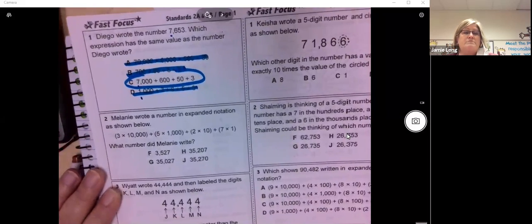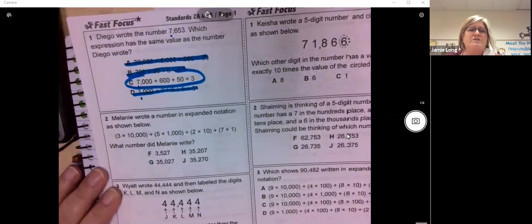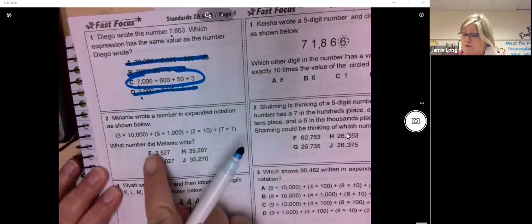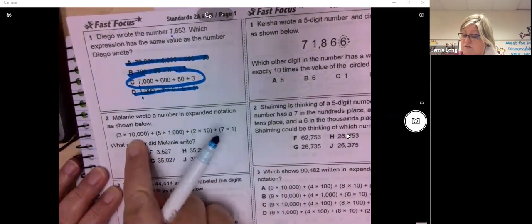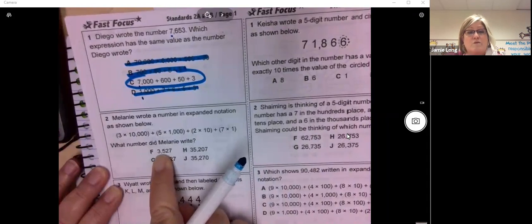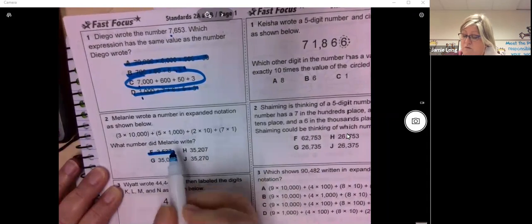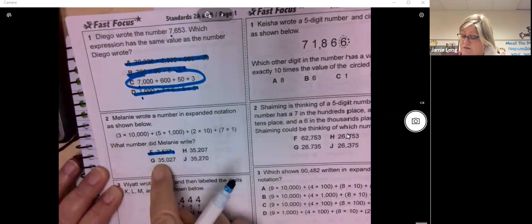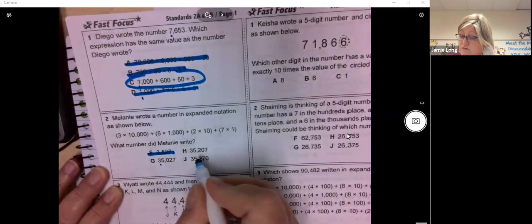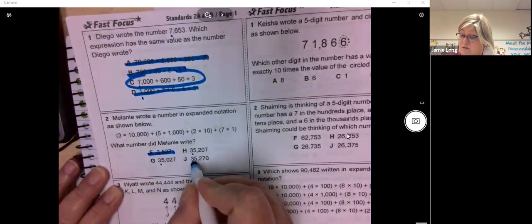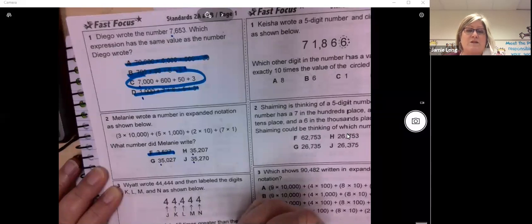Number 2, Melanie wrote a number in expanded notation as shown below. 3 times 10,000 plus 5 times 1,000 plus 2 times 10 plus 7 times 1. What number did Melanie write? Well, we're going to look for a 3 in the 10,000s place. This has a 3 in the thousands place, so it can't be that one. 3 in the 10,000s, yes. 3 in the 10,000s, yes. 3 in the 10,000s. So none of those could be eliminated.